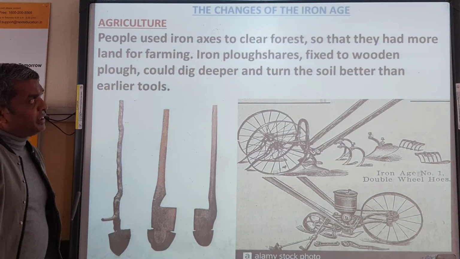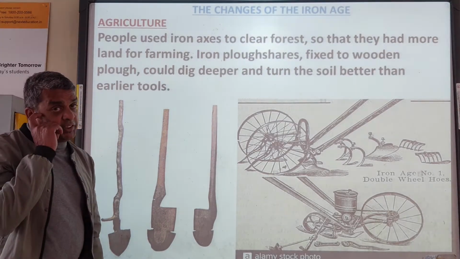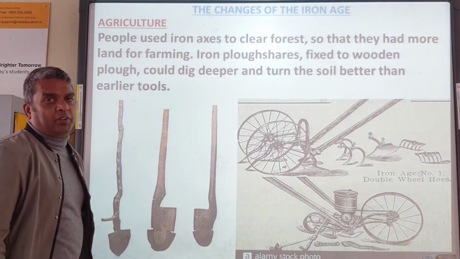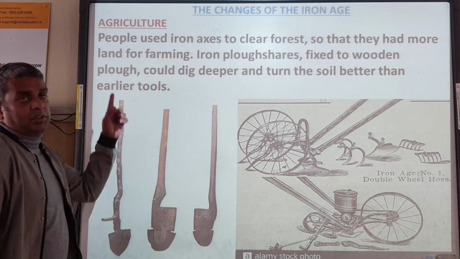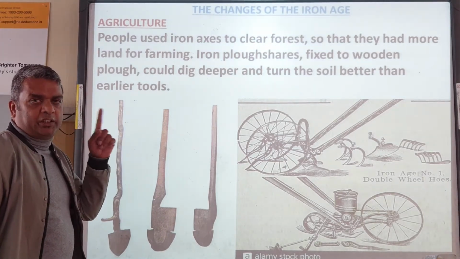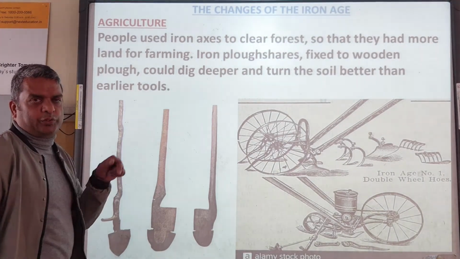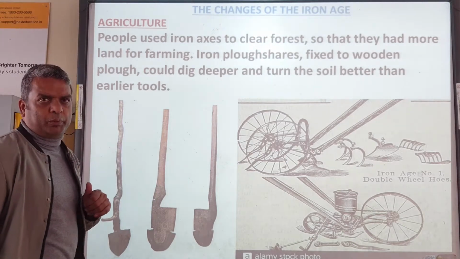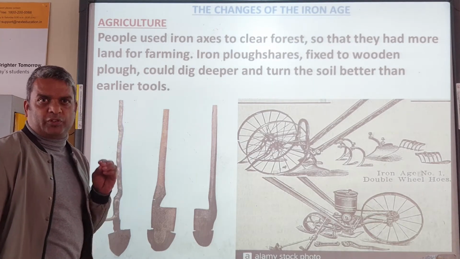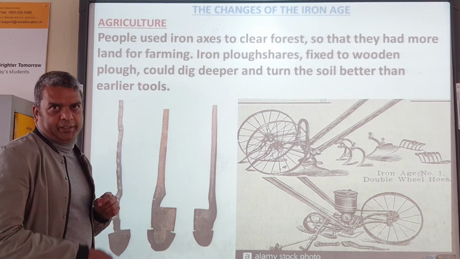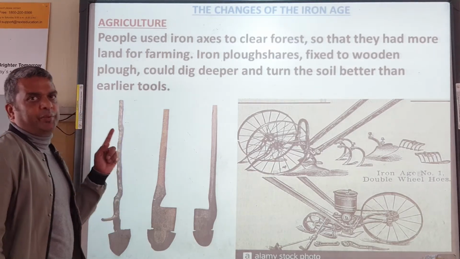Then, the changes of the Iron Age. How did people's life change? Agriculture. In the beginning, they used stone tools to dig. It was very difficult. Then they used copper tools, and those copper tools were soft, so they had to sharpen them. But now they started using iron tools.